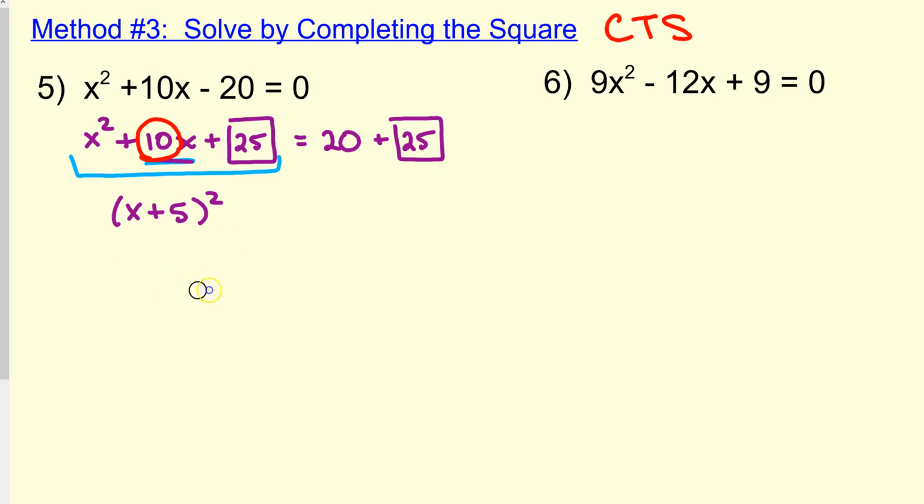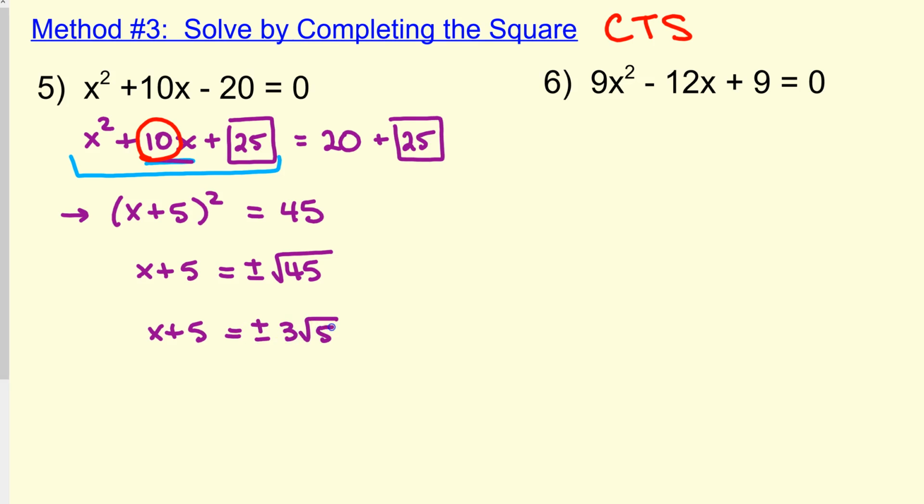So now that we know what to add to complete the square, we write the left side in its factored form, x plus 5 quantity squared, and then on the right side we can add 20 and 25 and we get 45. Okay, so now we have the right form that we can square root both sides. We have something squared equals something. So square root and you get x plus 5 equals plus or minus the square root of 45. And we can simplify the square root of 45. That would be 3 square root 5. And then to get x by itself, we subtract 5 from both sides. So x equals negative 5 plus or minus 3 square root 5. Those are the two answers.